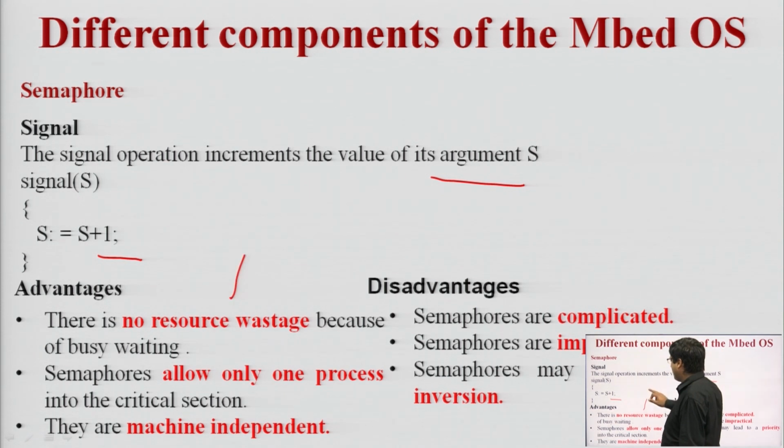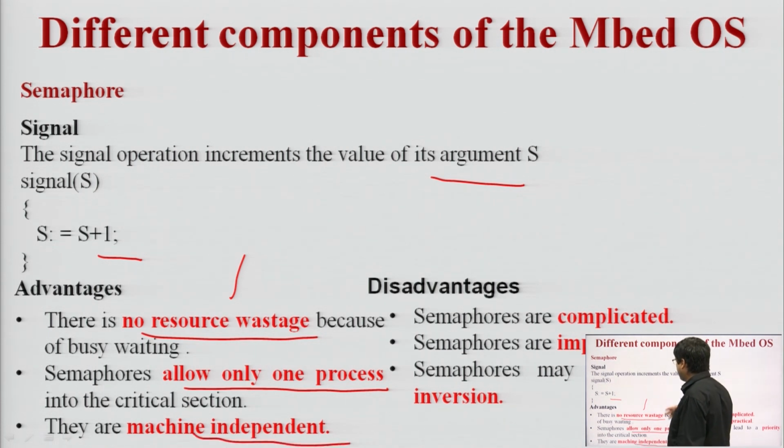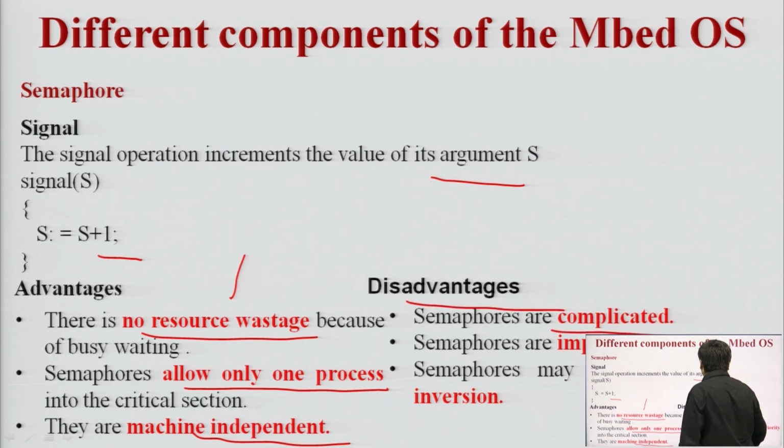The advantage of semaphores is that no resource wastage is there. The resource is effectively managed by the threads. It allows only one process to occur, no more than one process occurring there. It is machine independent, it has its own code that we can write for any particular application. The disadvantage of semaphores is that it is somewhat complicated and impractical, no new user can use it easily, you have to follow some guidelines.